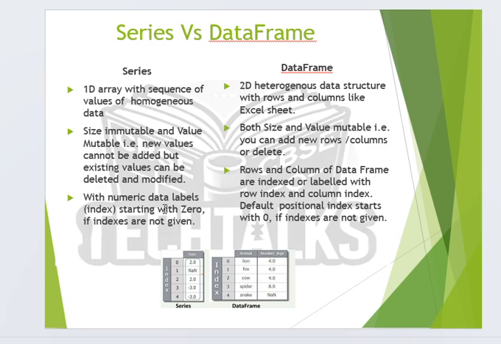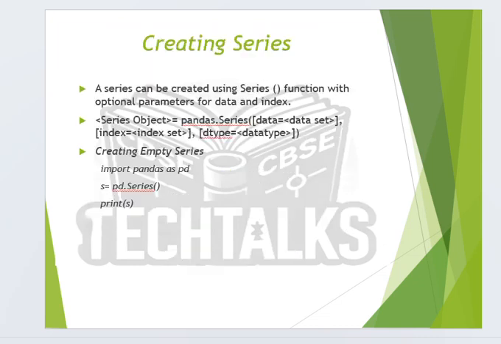So in series, index starts with 0 if index is not given. Otherwise, you can give any index of your choice. This is common even in data frame. Even the index of a data frame can be given by the user, otherwise it takes 0. So rows and columns of a data frame are indexed or labeled with row index and column index. Default position index starts with 0 if indexes are not provided. In this video, our focus will be only on series.